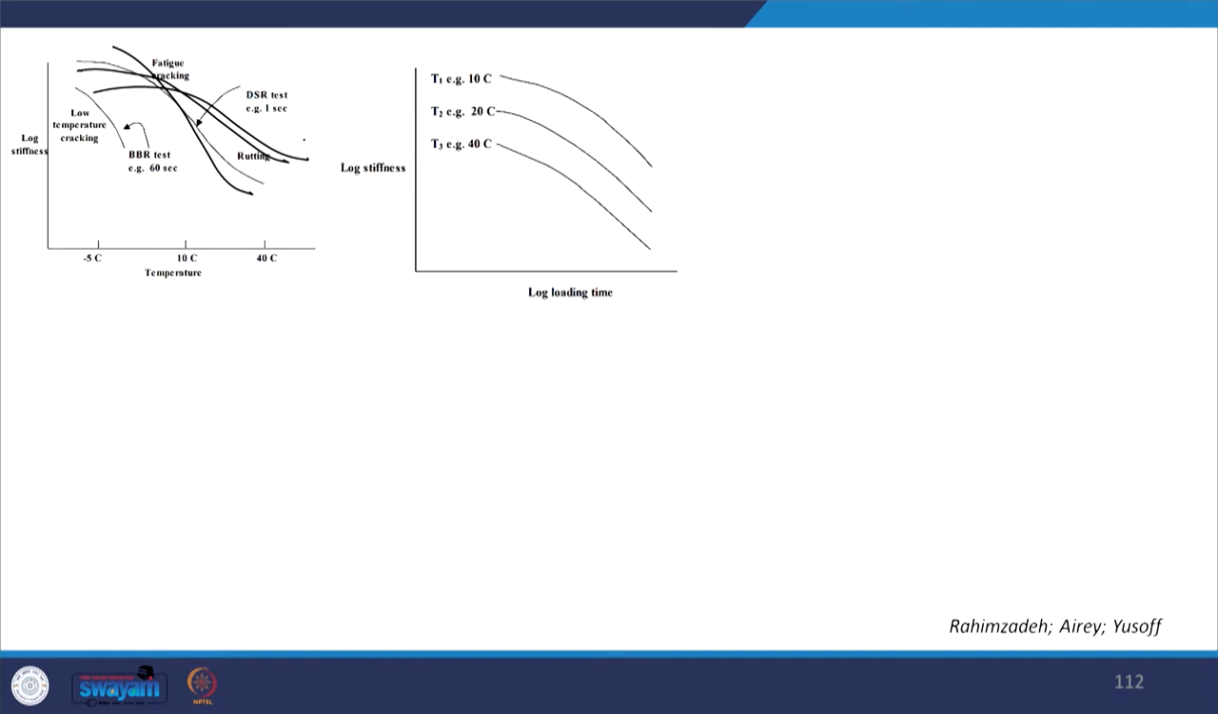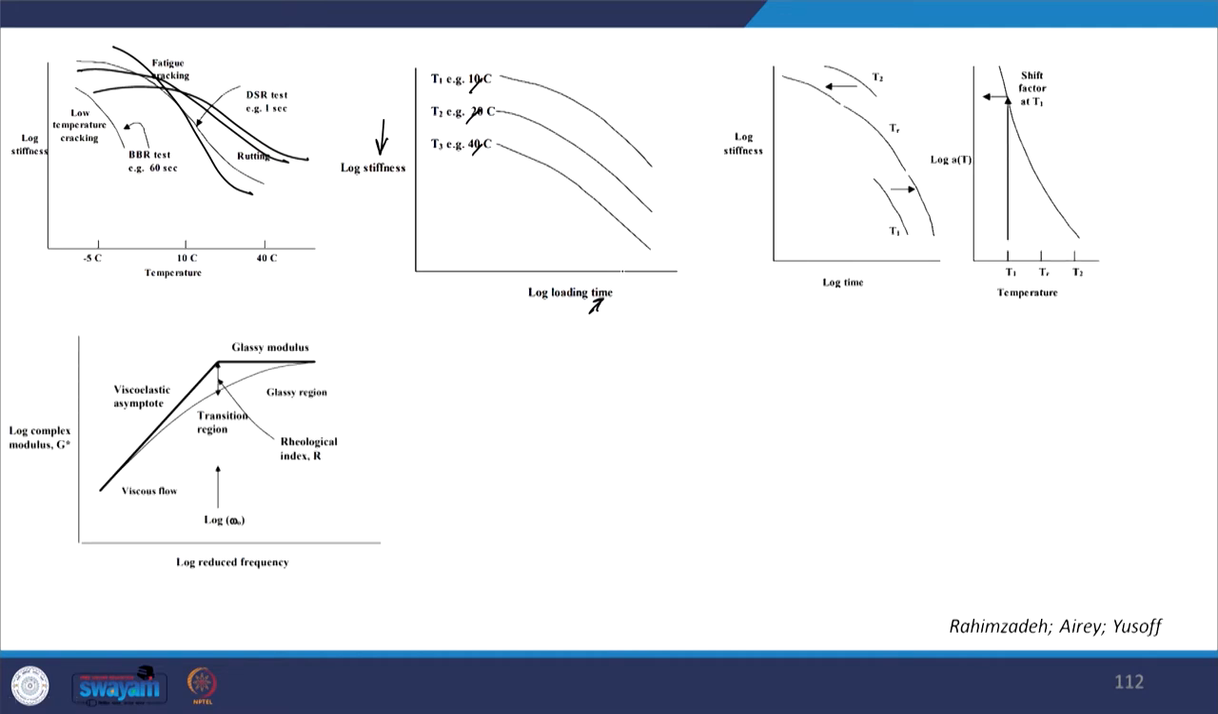So coming to the isothermal plot, we have some fixed temperature and we are seeing the variation of the stiffness parameter or the viscoelastic parameter, which is, let us say, complex modulus, with increase in loading time. All right. And if we are interested to combine this curve and look at the response at a wider range of loading time, we can use the time temperature superposition principle using appropriate shift factors, and we can have the master curve here.